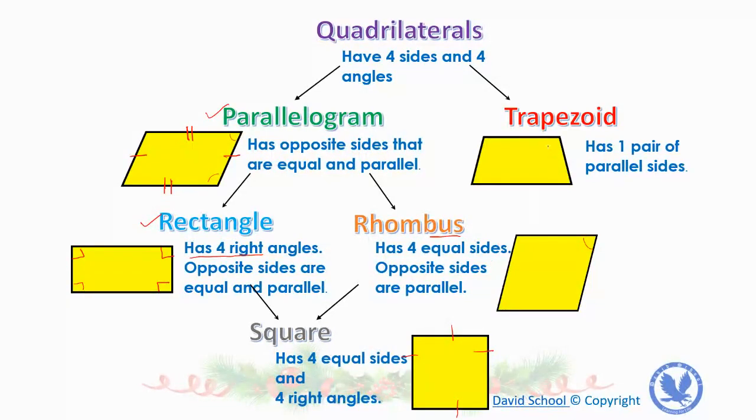And finally, the fifth quadrilateral is the trapezoid. Some people call it a trapezium. A trapezoid has one pair of parallel sides. We don't know anything about angles for now. So this is the classification of quadrilaterals. Please remember, a quadrilateral is a four-sided polygon. It has four sides, four angles, and four vertices.